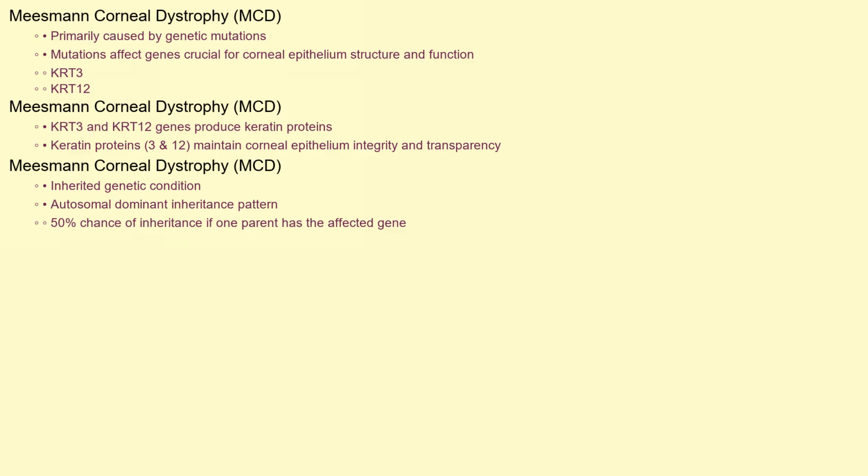Because it's a genetic condition, Meesmann Corneal Dystrophy is inherited, usually in an autosomal dominant pattern. This means that if one parent has the affected gene, there's a 50% chance their child will inherit the condition.